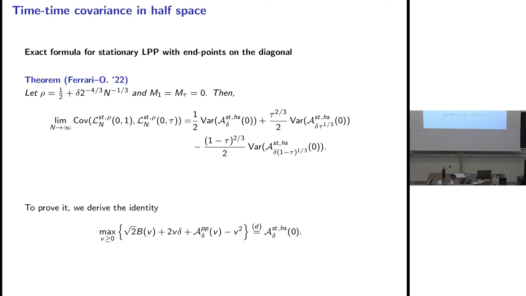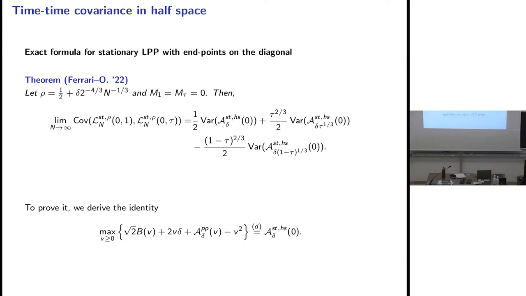So you can express the half space Airy stationary process as the maximum, over a positive parameter, of the sum of two processes. You have a standard Brownian motion with a drift, and this Airy point-to-point process in half space, the generalization of the Airy2 process that I mentioned, that appeared in the work of Baik, Barraquand, Corwin, and Suidan. And the problem why we cannot generalize to points not on the diagonal is that this process is defined only for endpoints on the diagonal.